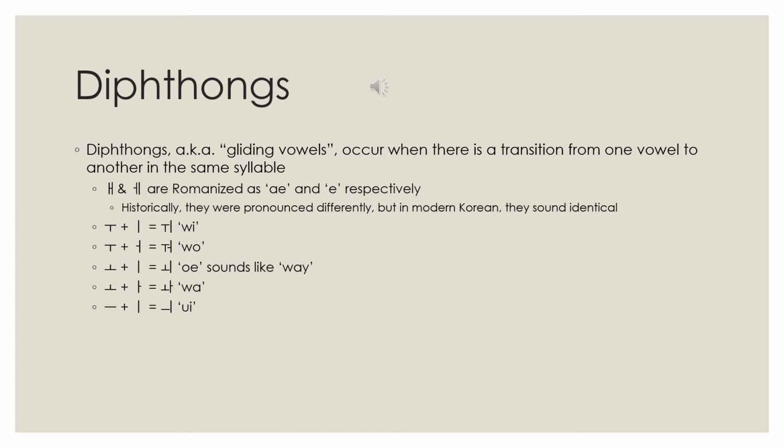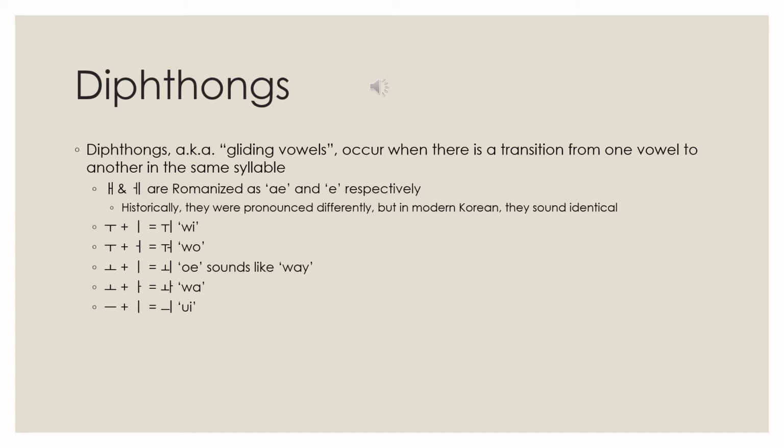Diphthongs can be one of the harder aspects of learning Hangul, but being Hangul, it is not too complex. Diphthongs, also known as gliding vowels, occur when there is a transition from one vowel to another in the same syllable. These first 2 are the most widely used.